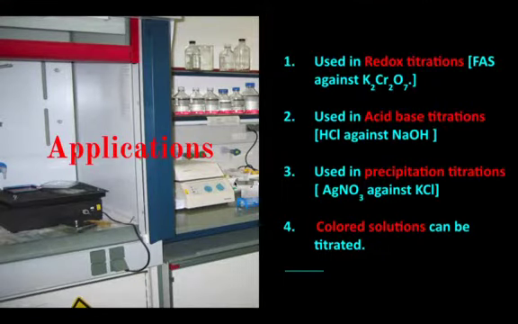Now coming to applications, it is used in redox titrations, that is in the reaction between ferrous ammonium sulfate and potassium dichromate. It is used in acid-base titration, for example, titration of HCl against sodium hydroxide. It's used in precipitation titrations, for example, silver nitrate against potassium chloride, whereby silver chloride gets precipitated. Then colored solutions can also be titrated by using the potentiometric method.